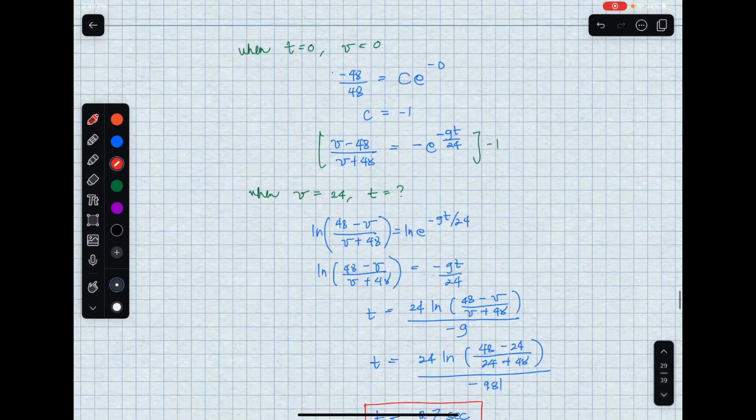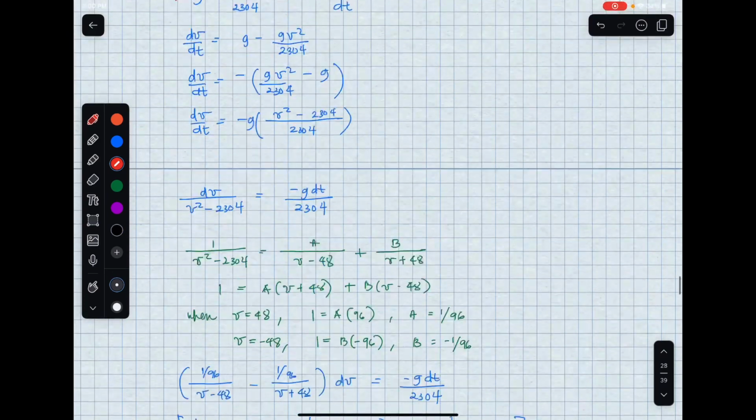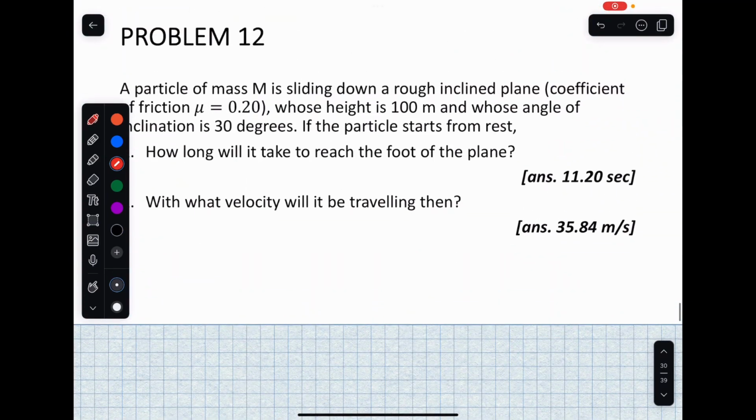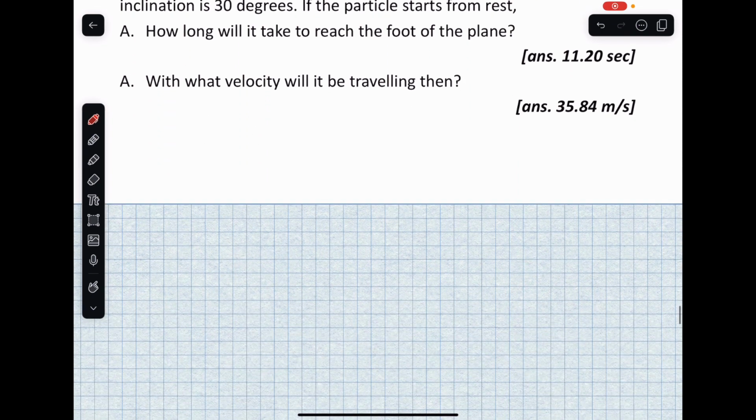That is our mechanics problem. It's a bit longer, but anyway, let's have another one. A particle of mass m is sliding down a rough inclined plane whose coefficient of friction is 0.2, whose height is 100 meters, and whose angle of inclination is 30 degrees. If the particle starts from rest, how long will it take to reach the foot of the plane, and with what velocity will it be traveling then?